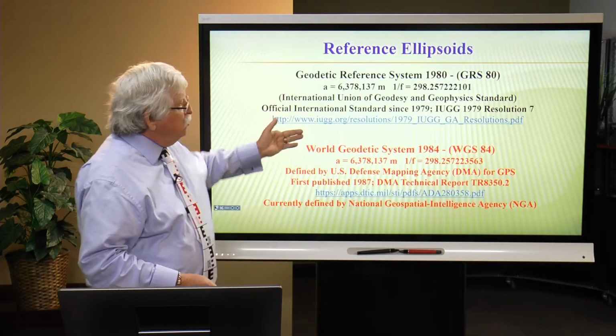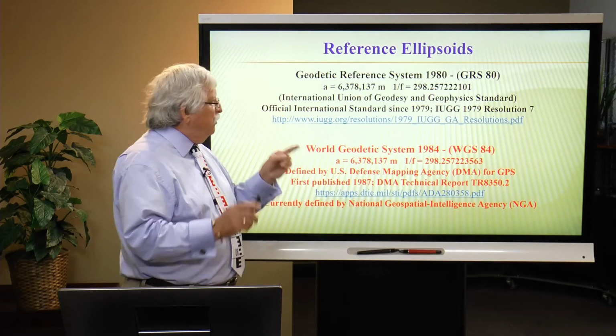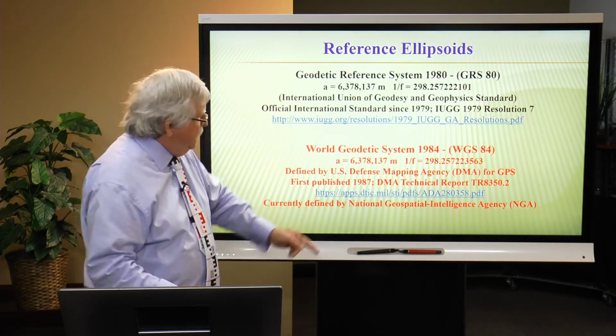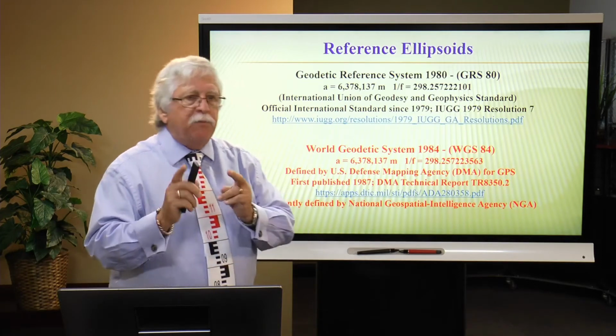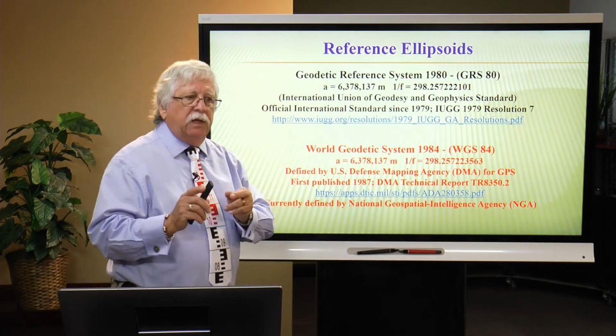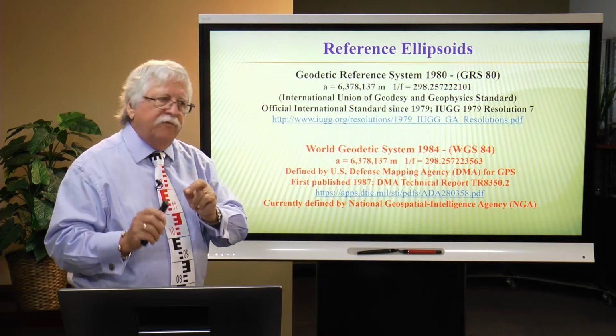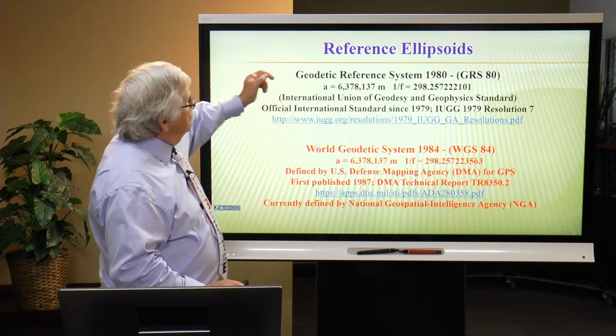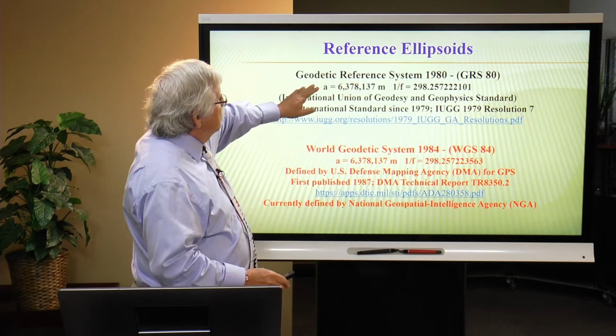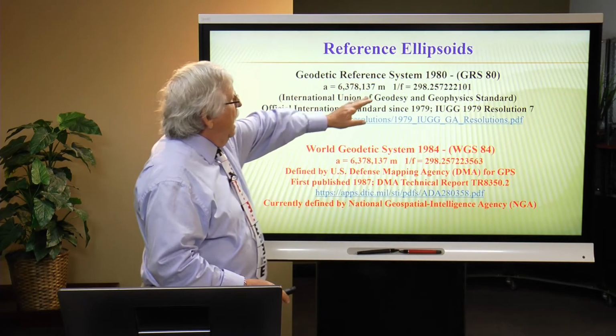Whereas WGS84 was first published in 1987, so that's eight years later. Now I want to point out the configuration of the datum, the reference ellipsoid. So Geodetic Reference System 1980, remember I talked about little a and the flattening.